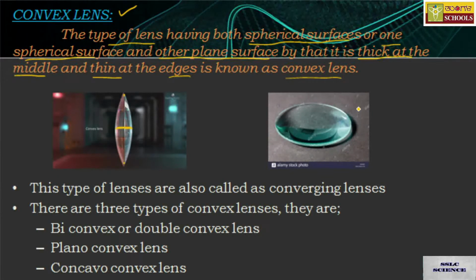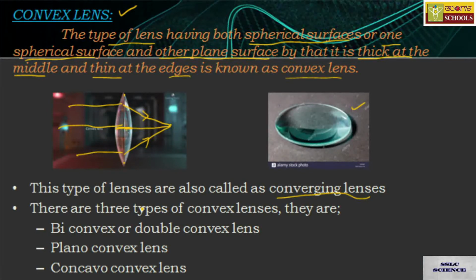This is another picture of a convex lens. I hope you are getting that. This type of lens is also known as a converging lens, because it converges the light to one point, just like a concave mirror, which is called a convergent mirror. Similarly here, a convex lens is called a converging lens. When you pass light through it, the rays of light meet at this point. That is the reason why it is called a converging lens. It converges the rays of light.